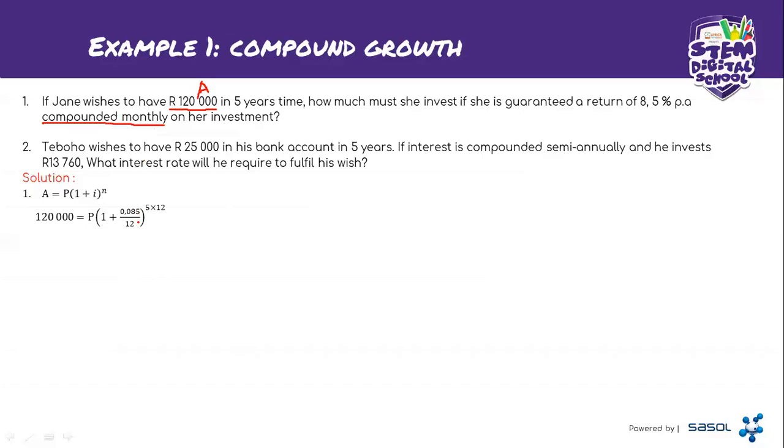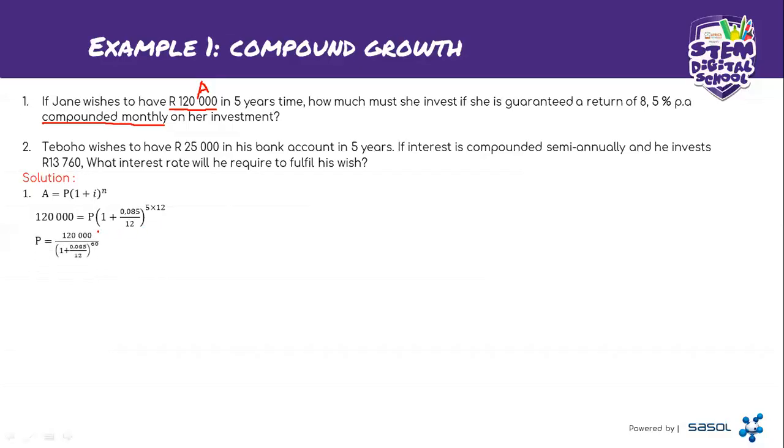Now, the compound period in this case is monthly, and we said monthly is 12. Then how are we going to treat that 12? We are going to divide the interest rate with 12 and then multiply the number of years with that 12. All right, always don't forget that you divide the interest rate with the compound period, and in this case is 12. Then you also want to multiply the number of years with that 12.